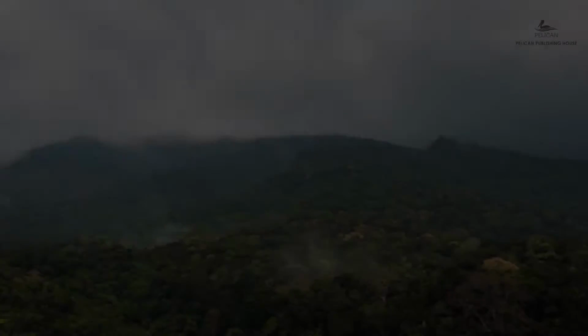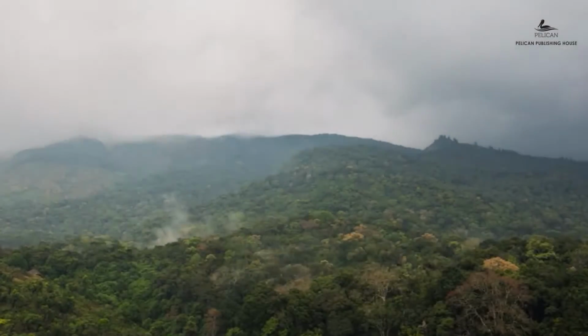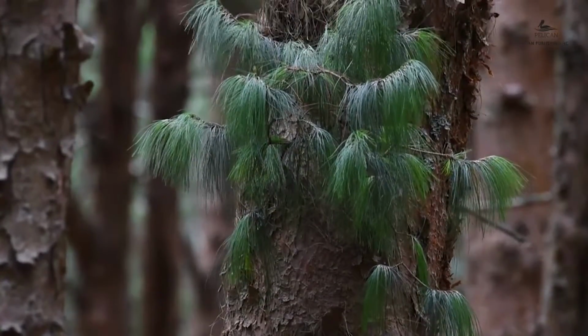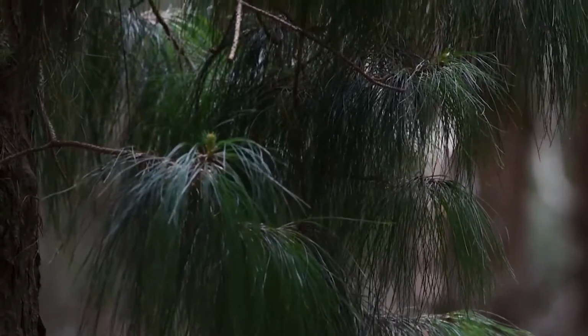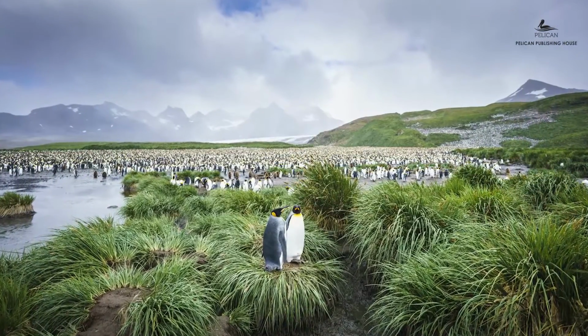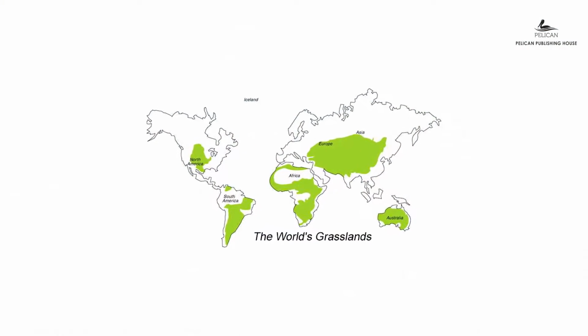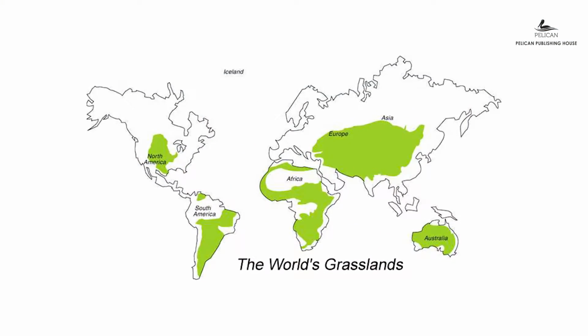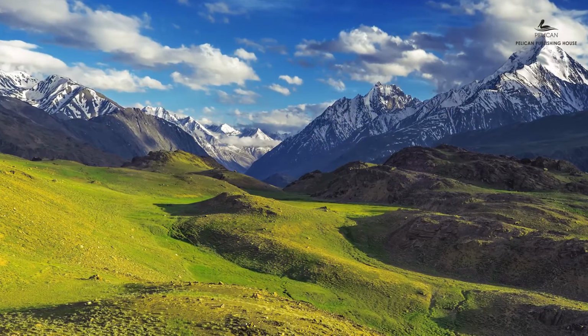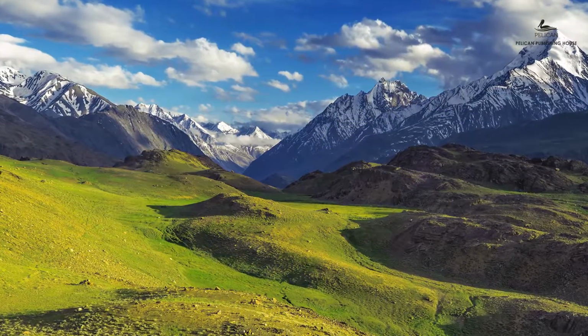Grasslands. These are areas where grasses are the main plants. The subsoil is dry with seasonal moisture in the upper layers. There are vast areas of grassland on all the continents except Antarctica. Today, a quarter of the Earth's land surface is covered by this ecosystem. In India, we can see the grasslands at the base of the Himalayas.